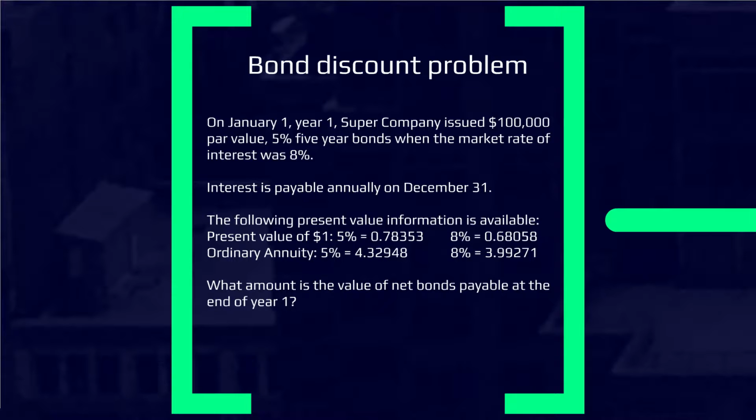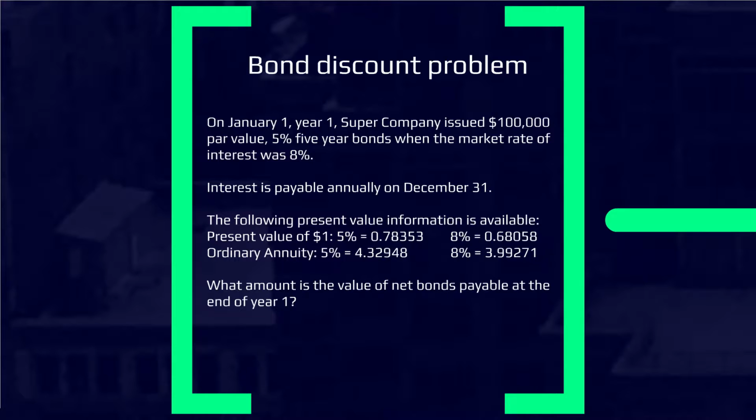In this problem, we're asked to calculate the value of bonds issued by Super Company at a $100,000 par value, paying a 5% interest rate over the next 5 years when the market rate is 8% interest. We're provided some present value factors and ordinary annuity factors, and we're asked what amount is the value of net bonds payable at the end of year one.